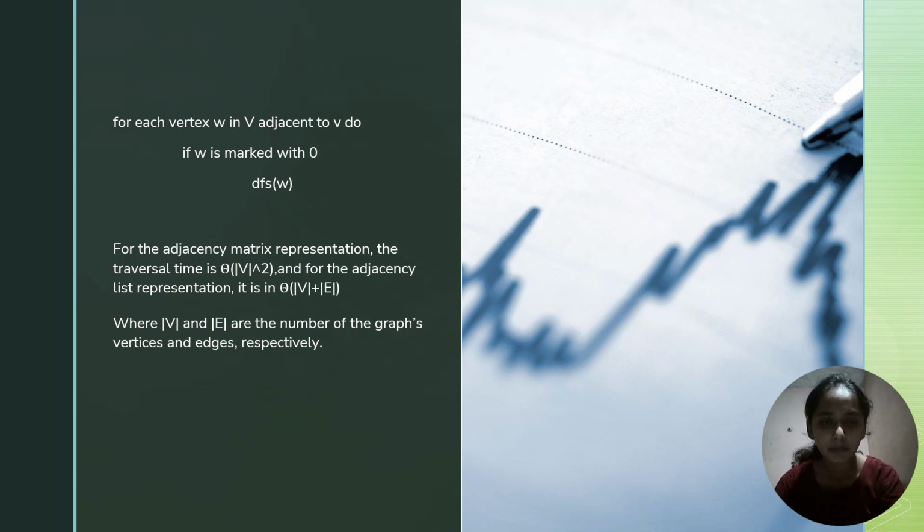For the adjacency matrix representation, the traversal time is Theta(V squared), and for the adjacency list representation it is Theta(V + E), where V and E are the number of the graph's vertices and edges respectively.